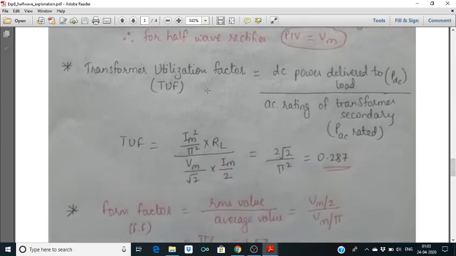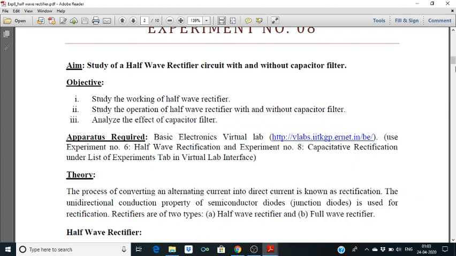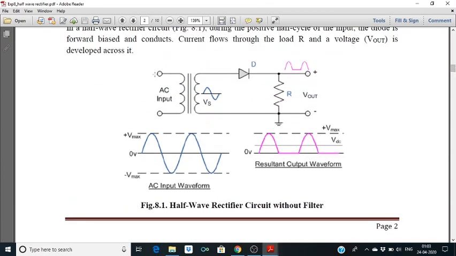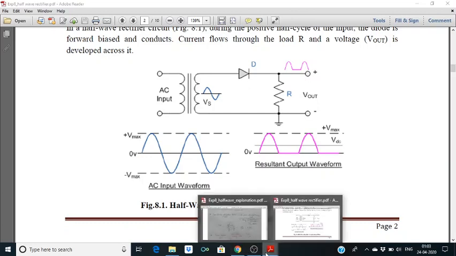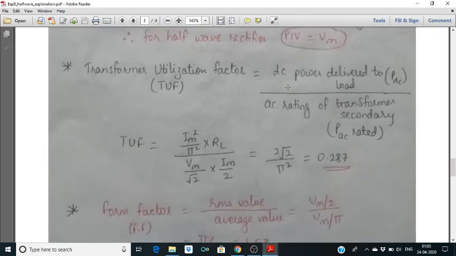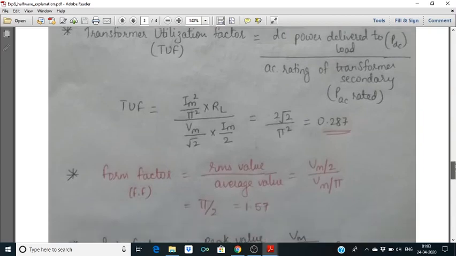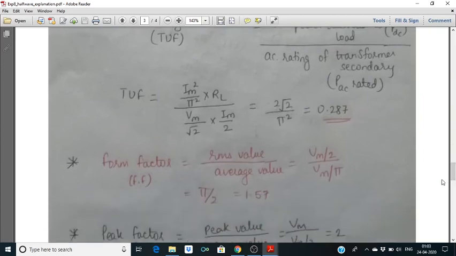Now coming to transformer utilization factor. As we can see, in case of rectifiers we are using a transformer here, which is either step up or step down, and this input voltage is provided to the rectifier. So transformer utilization factor is the ratio of DC power delivered to load to AC rating of transformer secondary, and for half wave rectifier it comes around 0.287.